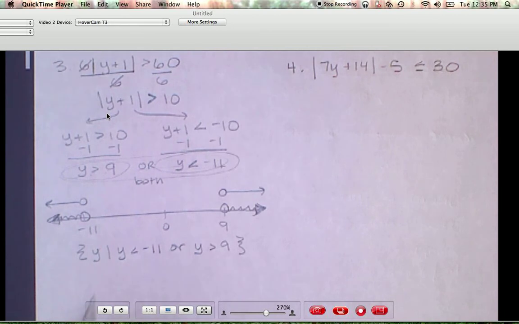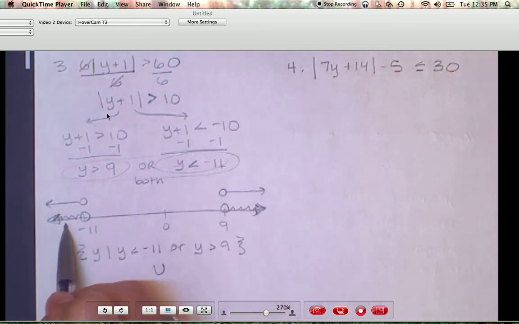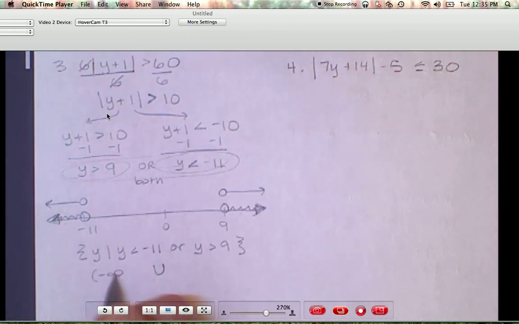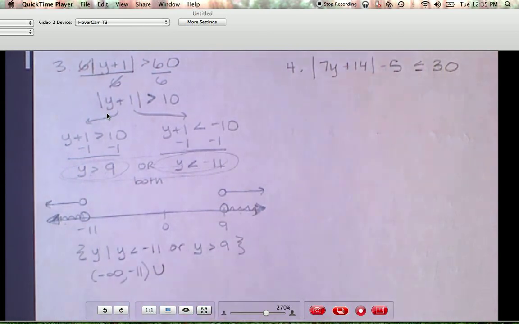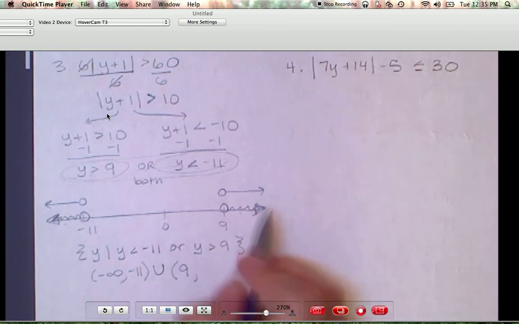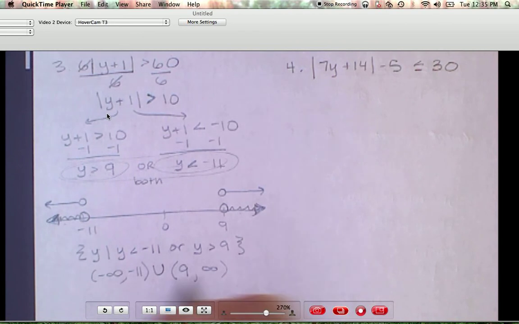Interval, you need two intervals with a union between. One for this shaded region, one for this shaded region. So this one begins at negative infinity and goes to negative 11. Now it's an open circle, which means it's a soft bracket. And again here, it begins at 9 with a soft bracket because it's an open circle, and it ends at infinity. So all soft brackets here, or curved, rounded, whatever.